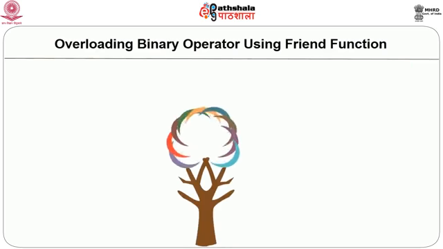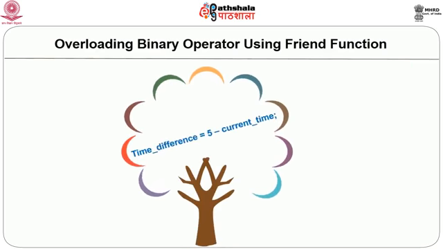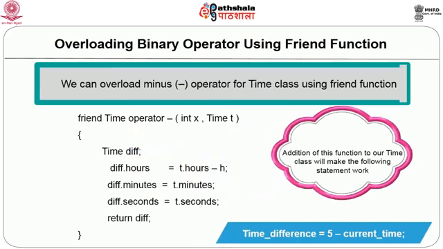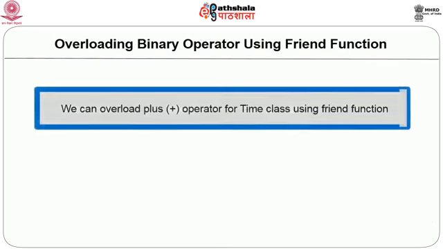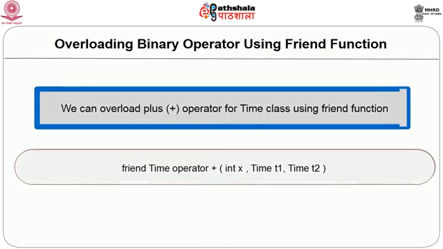Whenever we write a statement time difference is equal to 5 minus current time, the friend function overloading the minus operator will be invoked, and both the operands, that is the first integer operand and the second operand, that is the time object, will be passed to the function. We can also overload the plus operator using a friend function.